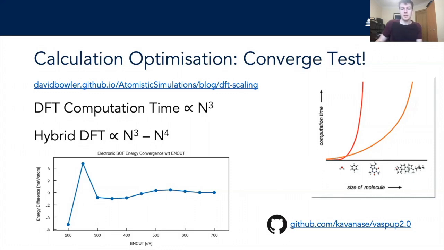So given that we have a finite amount of computational resources, especially in recent times, and that you don't want to be waiting months for your calculations to finish, it's important to ensure that you have the most efficient setup for your calculations. So the first thing is to ensure you have a good picture of the convergence behavior with respect to the plane wave energy cutoff, i.e. ENCUT, and the k-point grid, which can be tested relatively quickly with vaspup2.0. The idea here is to make sure that your basis set is sufficiently accurate, but no more expensive than it needs to be.